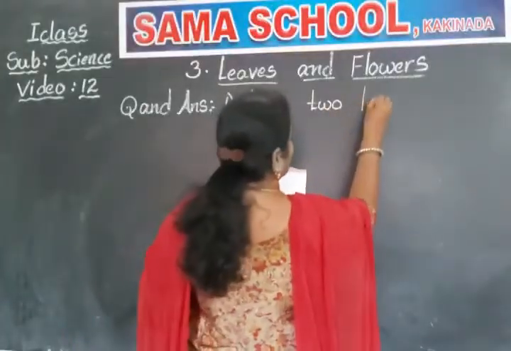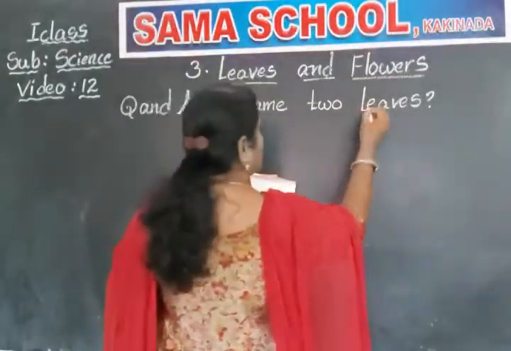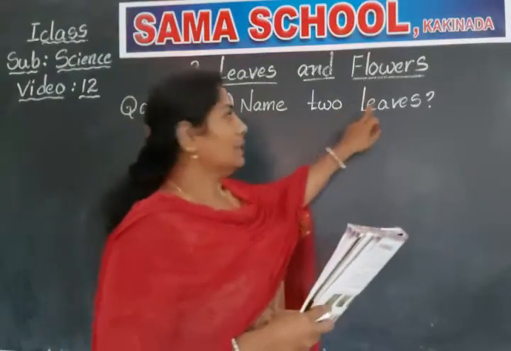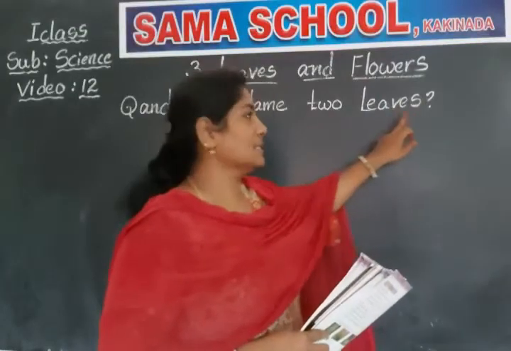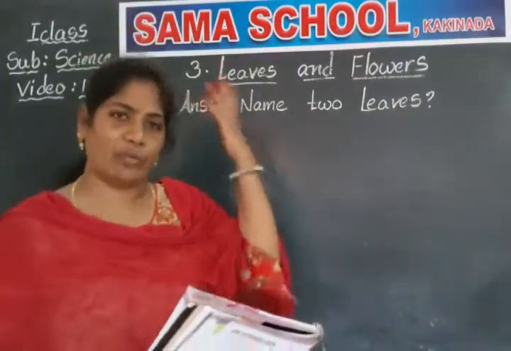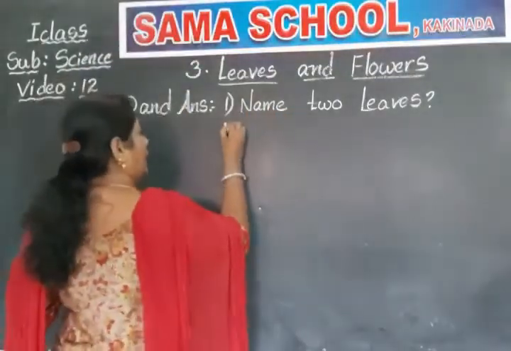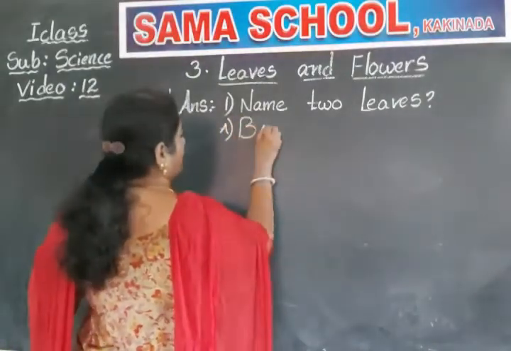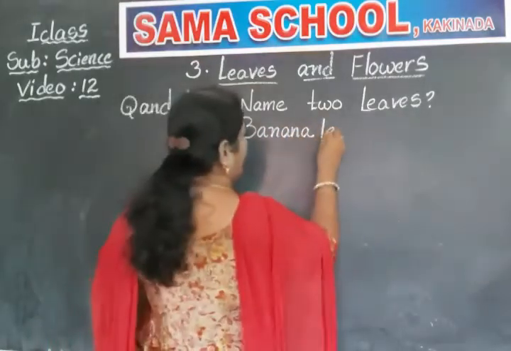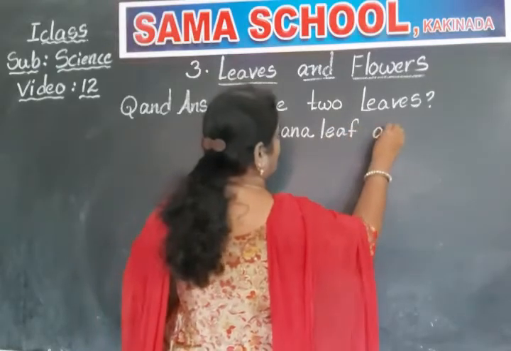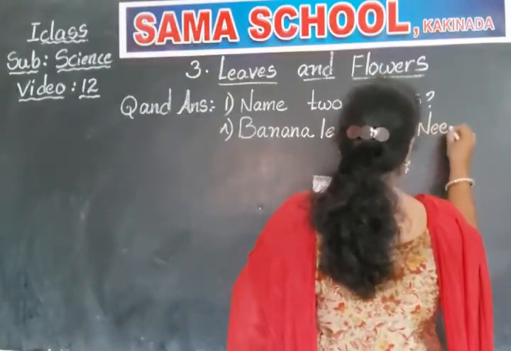Two leaves. Name two leaves. L E A V E S, leaves. Any two leaves you can write. I have given you so many examples, so we are writing two leaves. Okay, banana, B A N A N A, banana leaf and neem leaf.